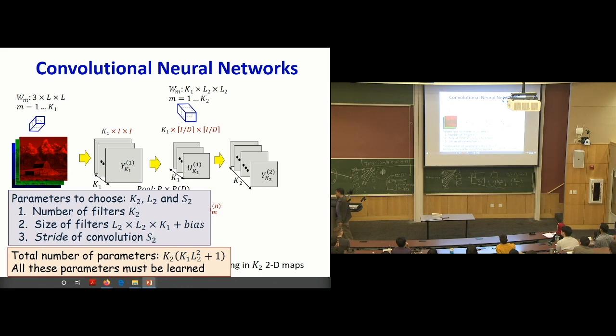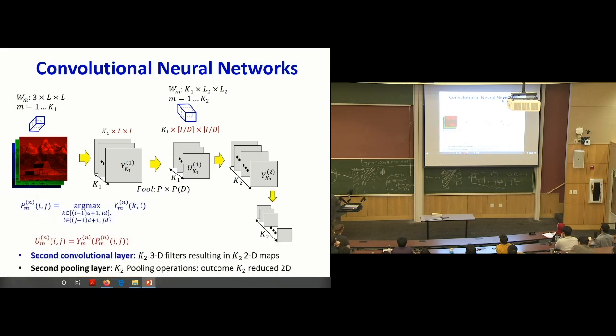And so the parameters to choose are going to be K2, the width of the filters, and the stride. The size of the filters is going to be L2 cross L2 times K1 plus bias, right? And so the total number of parameters is going to be K2 times K1 times L2 squared plus 1, okay? That output is going to give you K2 maps. Then you'd do a downsampling on that again, and you'd get the reduced size K2 maps.